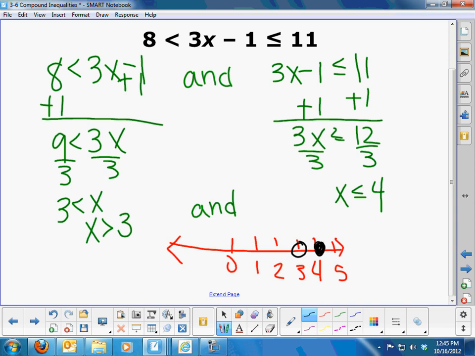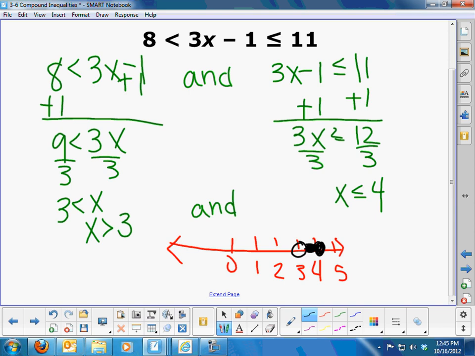So if I have to be greater than 3, that means I shade to the right. But if I have to be less than or equal to 4, I shade to the left. But I don't cross over the dots, I just shade in between. So the solutions to this problem are a very, very small area. It's all the numbers greater than 3, but less than or equal to 4.